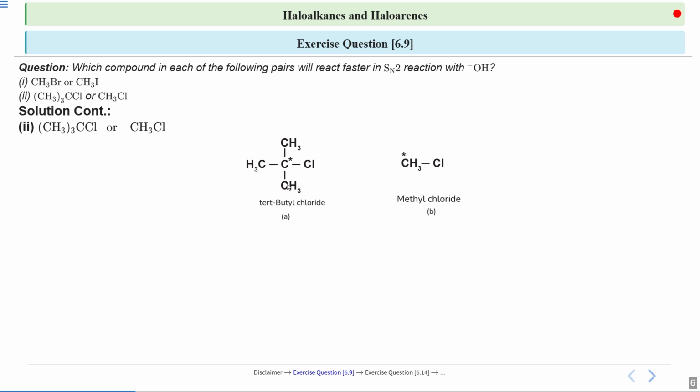So this first compound is tertiary butyl chloride. This is a tertiary alkyl halide because the chlorine here is bonded to the carbon, which is bonded to 3 other carbons. And in methyl chloride, the chlorine is attached to only 1 carbon. So this is a primary alkyl halide.